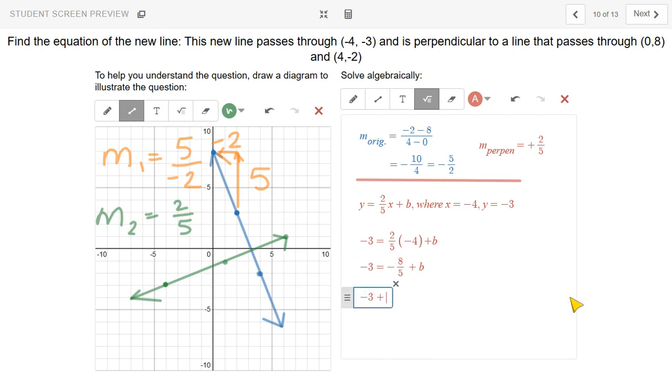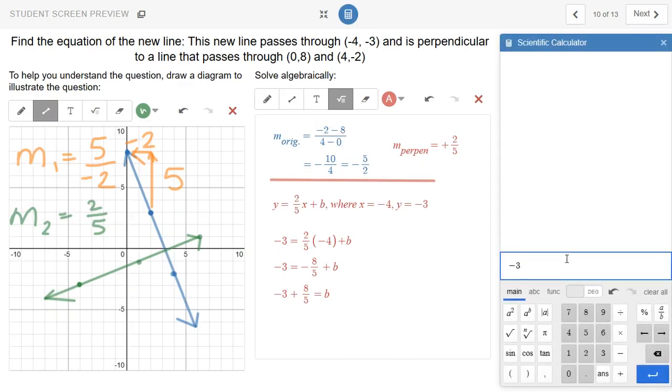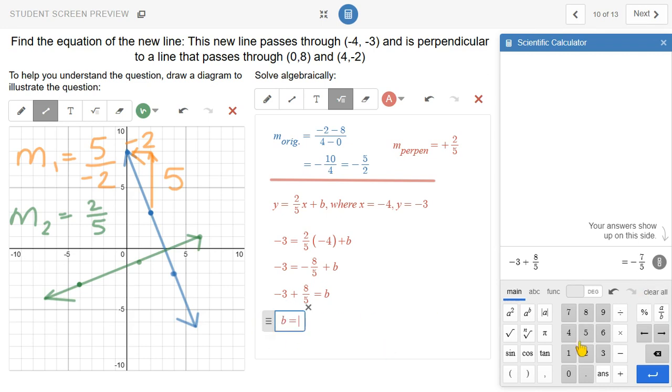Okay, let's simplify. -3 plus 8 over 5 is equal to b. You can either solve this fraction by getting a common denominator or throw it into a calculator. -3 plus 8 over 5 is -7 over 5. So b is equal to -7 over 5. The final equation that we have, the new line, y is equal to 2 over 5x minus 7 over 5.